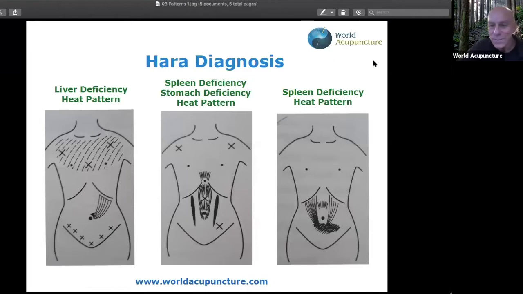So here we have 3 patterns. I cannot teach you the Hara in 35 minutes. Not possible, but I just want to give you some examples of the uniqueness of the patterns. This is by no means the full extent of the patterns, but it gives you a bit of an idea. The first of the patterns reads liver deficiency heat pattern. In this instance, we're talking about liver deficiency, yin deficiency heat pattern.